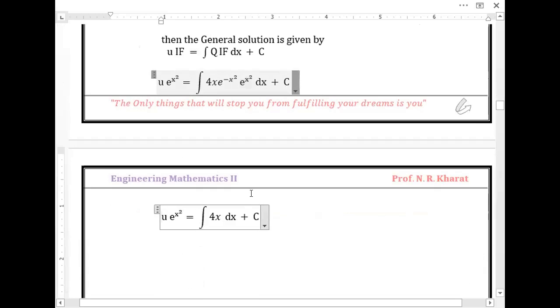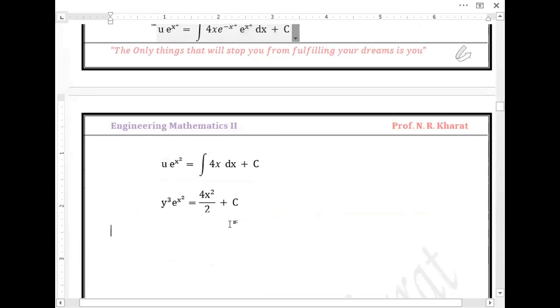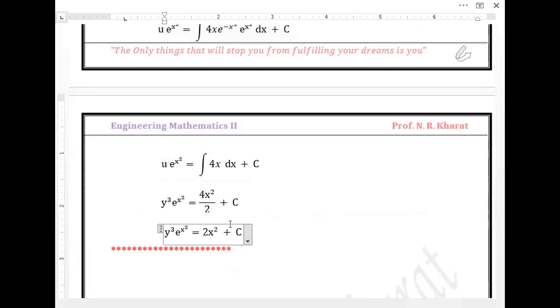That is u e raised to x square equals integration 4x dx plus c. And we know that the integration of 4x is 4 times x square upon 2, and at the same time we replace the value for u is equal to y cube. So 2 get cancelled, we get a final solution. In this way, we can find the simplification of the differential equation which is in the type number 1 or type number 2, type number 3, or type number 4. In a similar way, we can make the conversion of the linear differential equation, which is in the form of Bernoulli's, into linear, and in finding its solution.